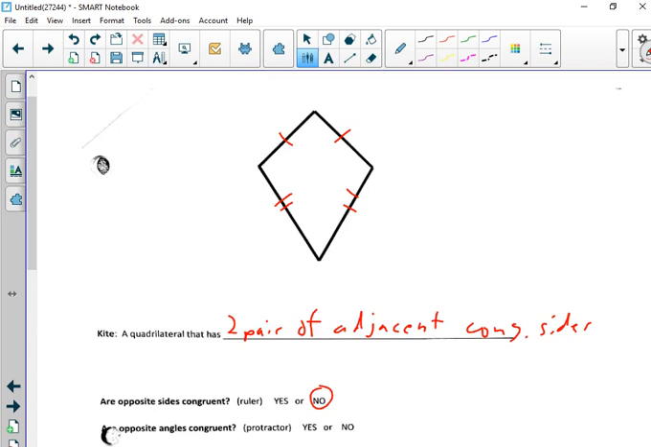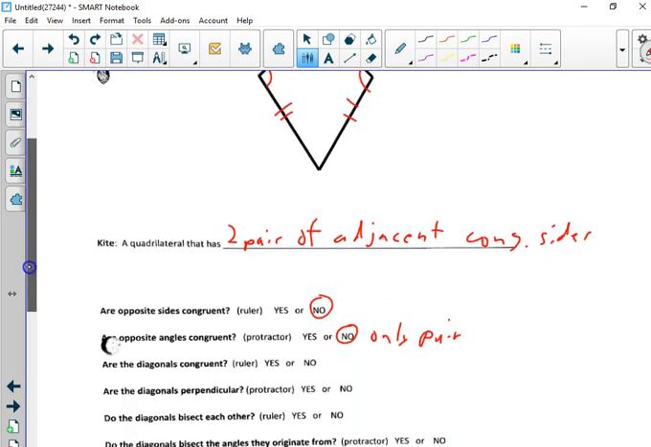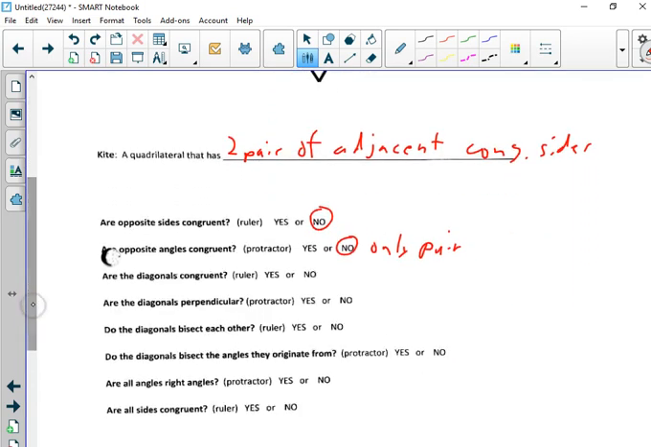Now this part's interesting. No, only 1 pair. And it's where the 2 meet. So the long and short side meet here. Those are equal to each other. The top and bottom ones in this picture are not. So only 1 pair of them. Should have a 1 here. 1 pair.